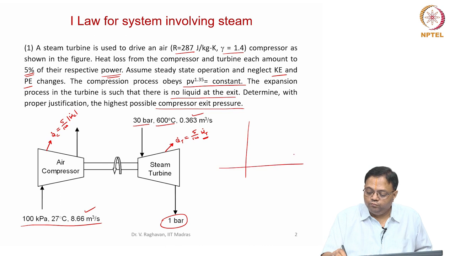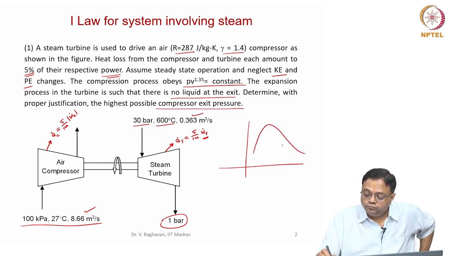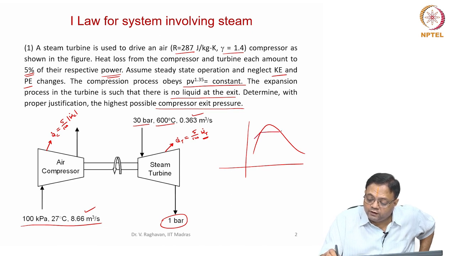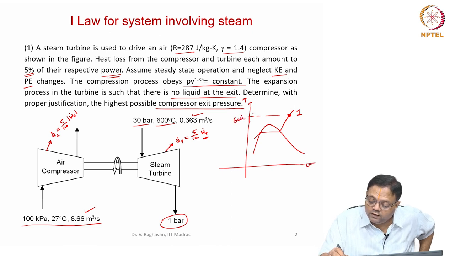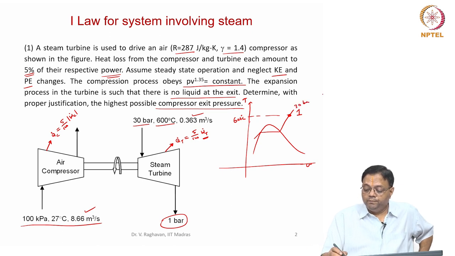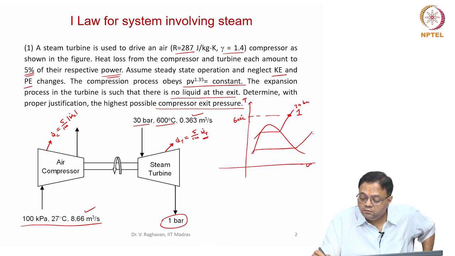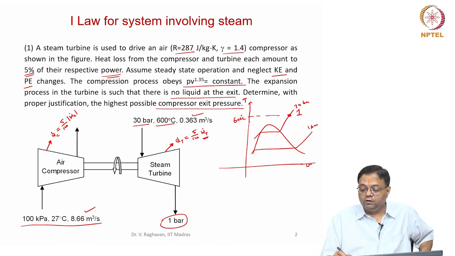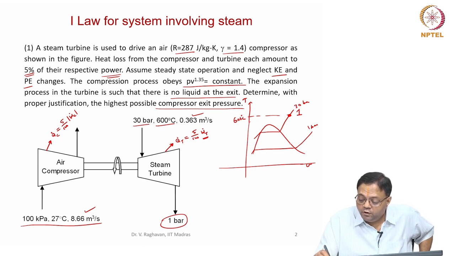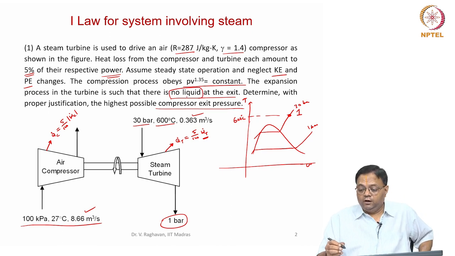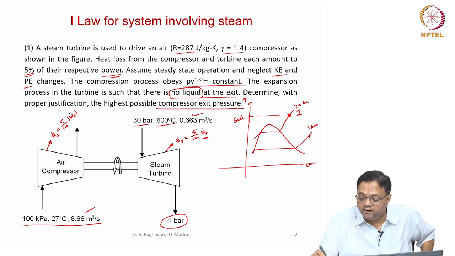Okay. Now, we will draw this and show. So, for the steam turbine, the pressure is higher, 30 bar, 600. So, somewhere here, state 1 is this. This is a TV diagram. This is 600 degree centigrade, this is 30 bar pressure, and here this is 1 bar. Now, for the exit state, the condition given is that there should be no liquid. That means the exit state can be superheated also. So, I can be anywhere here.